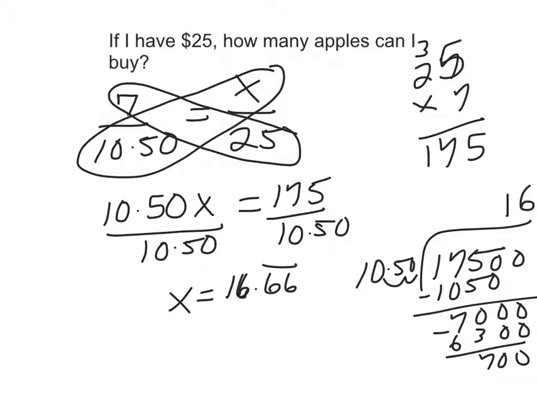16.666 repeating, but what you realize is you can't really buy 0.66 repeating, so at the most you can really get is that you can buy 16 apples.